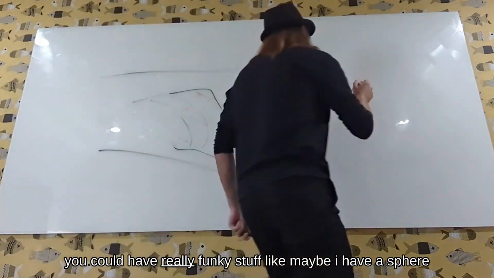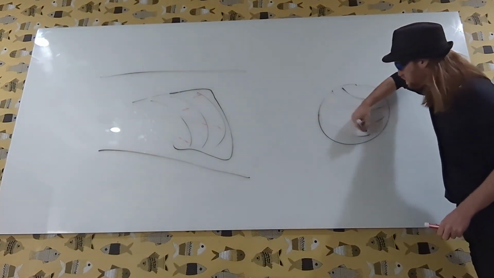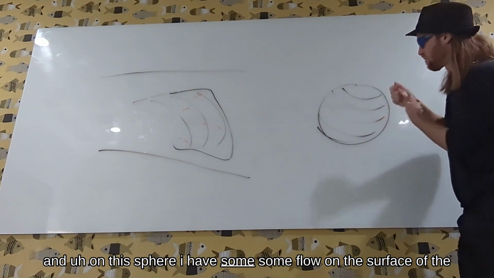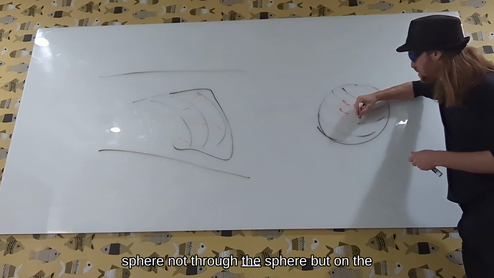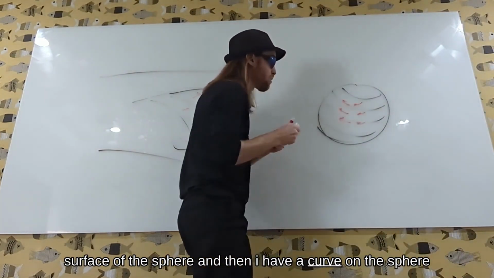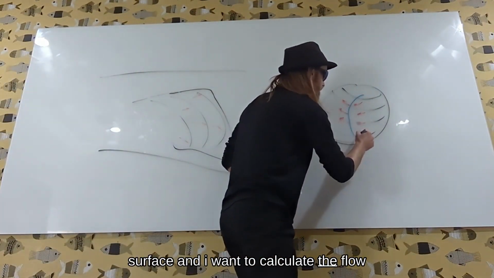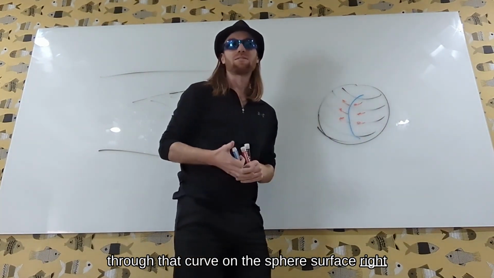You could have really funky stuff, like maybe I have a sphere, and on this sphere I have some flow on the surface of the sphere, not through the sphere, but on the surface of the sphere. And then I have a curve on the sphere's surface, and I want to calculate the flow through that curve on the sphere surface, right?